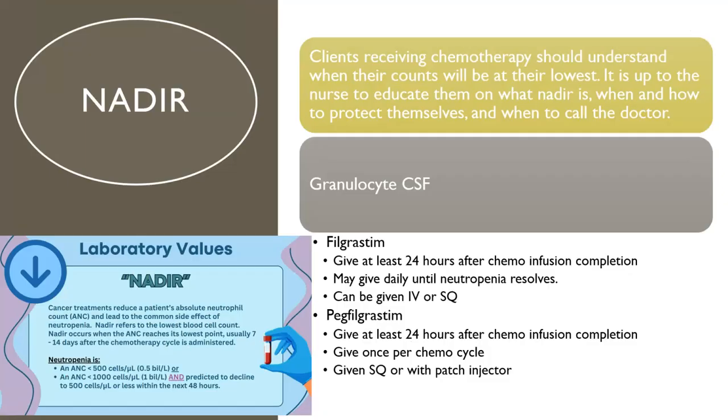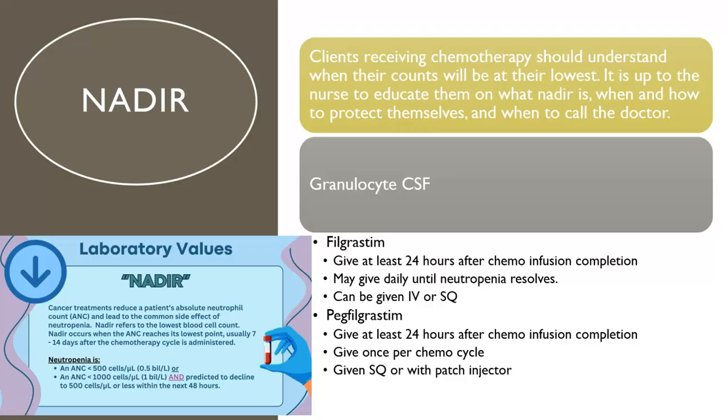So quick thing on nadir, where we hit ground zero with our ANC. Clients receiving chemo should understand when their counts will be at their lowest. It is up to the nurse to educate them on what nadir is, when and how to protect themselves, and when to call the doctor. So if they are at 0 white blood cells or 0 neutrophils, they have no immunity. They have no immune system.